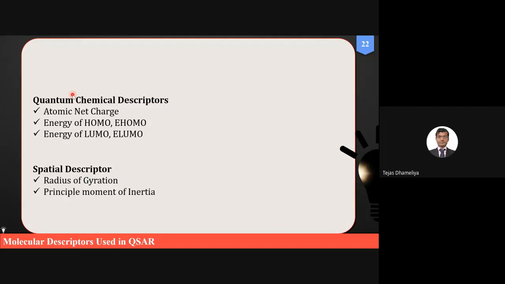So all these kinds of concepts are basically studied in quantum chemistry. Quantum means the smallest part of any fragment, right? For example, if I say that a molecule is water, the molecule is made up of atoms. Atoms are made up of protons, electrons, neutrons. Then these protons, electrons and neutrons are made up of certain particles. So this kind of minute level of study is carried out under the scope of quantum chemistry, where the atomic net charge, the energy of the highest occupied molecular orbital, E HOMO, and the energy of the lowest unoccupied molecular orbital are considered.